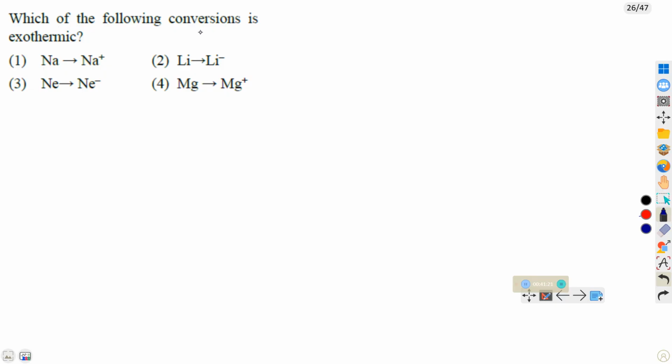Which of the following conversions is exothermic? You can see neon, already 2s2 2p6, stable electronic configuration. If you add one electron, then it is converted to Ne minus. Addition of electron requires energy. Why? Because it is a stable electronic configuration. So this conversion is endothermic.